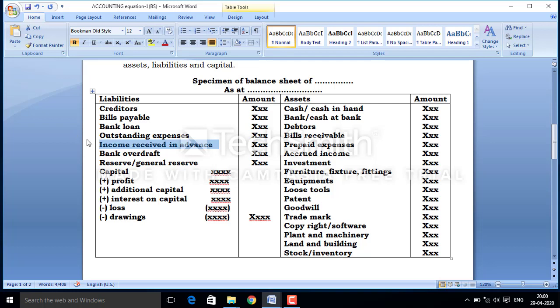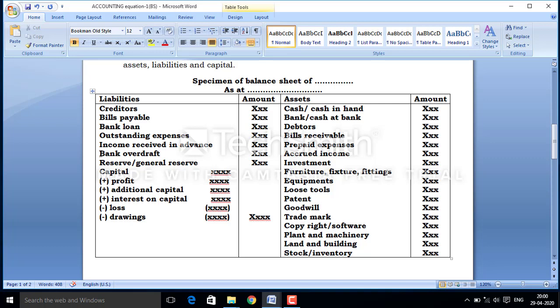Next is bank overdraft. Bank overdraft means a kind of advance. Bank overdraft means if the business is withdrawing excess amount from its deposit, beyond the minimum balance allowed amount, then it will be known as bank overdraft.